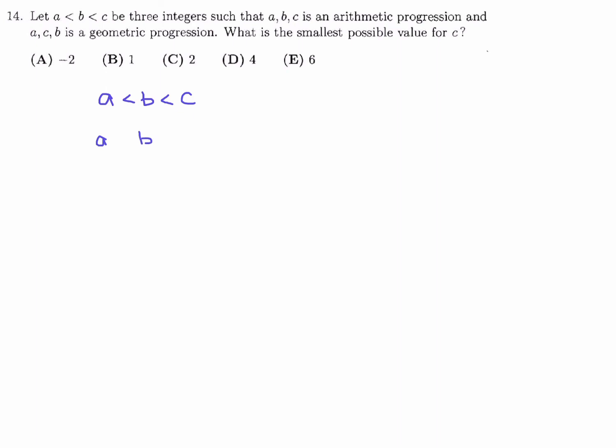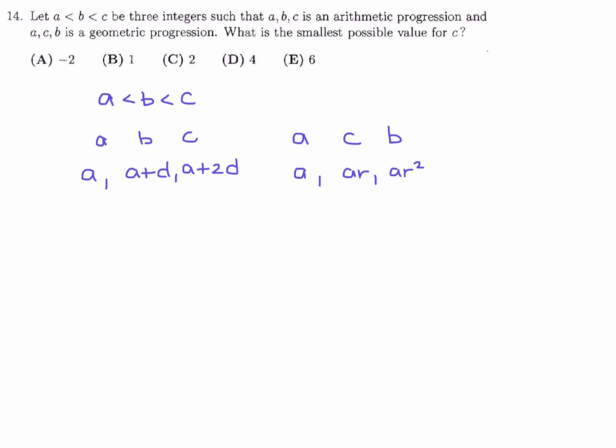And A, B, and C, because it's arithmetic, are of the form A, A plus D, and A plus 2D, like that. And then they told me that A, C, B is a geometric progression. So that's A, AR, AR squared. Okay, so that's the first thing.